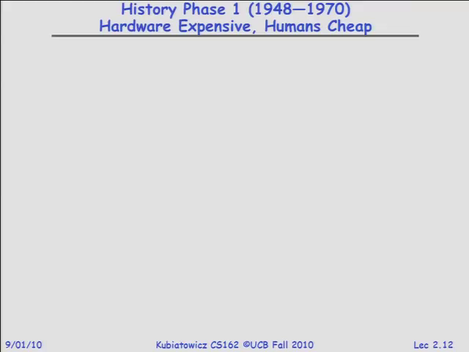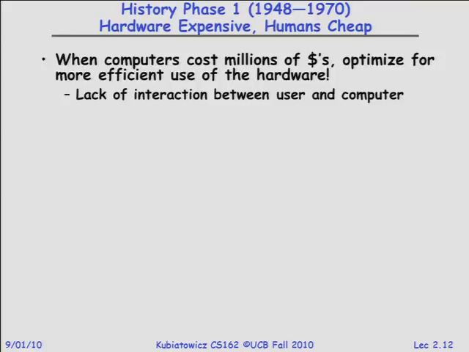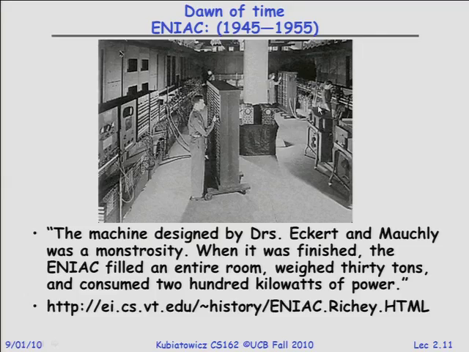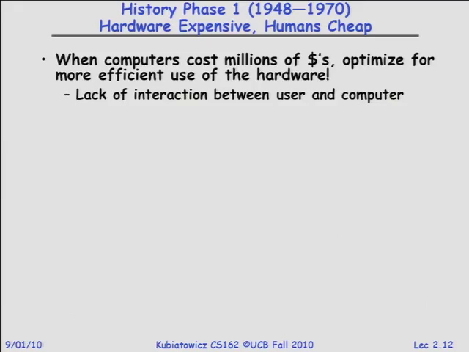So history phase 1, so we'll start at that far end. Basically, hardware was expensive and humans were cheap. Here, look at this guy. He's programming, I hate to even call it binary, he's programming in patch cord. But that's okay because the machine is expensive. So what you're going to optimize in this regime is more efficient use of the hardware. Lack of interaction between the user and the computer is okay. So you have a user at a console, maybe, or at a patch board, one user at a time.